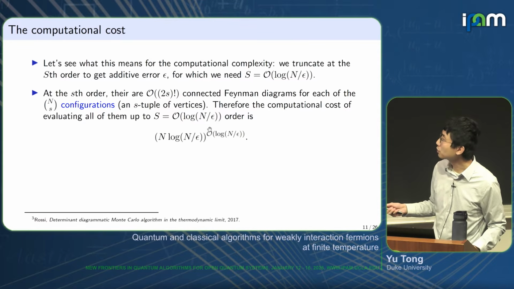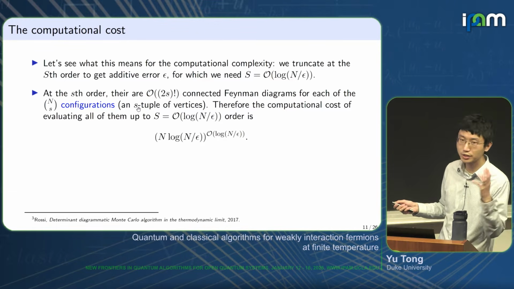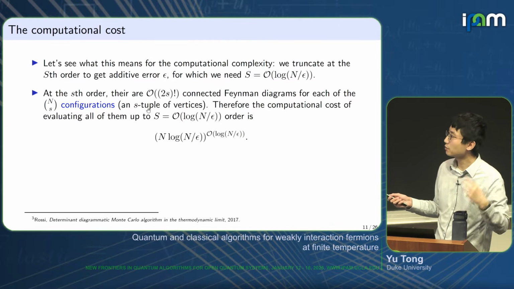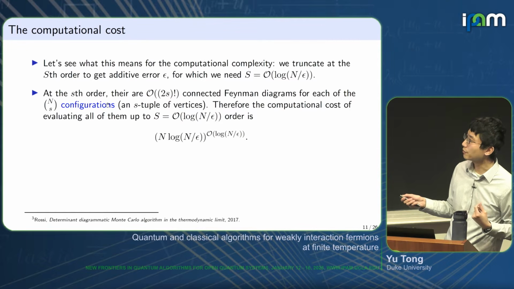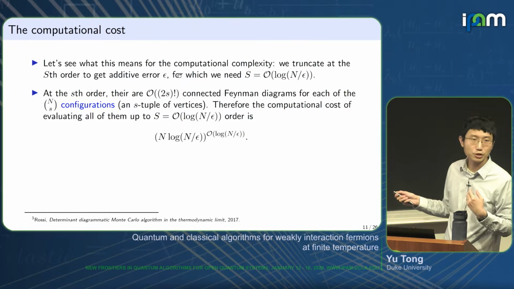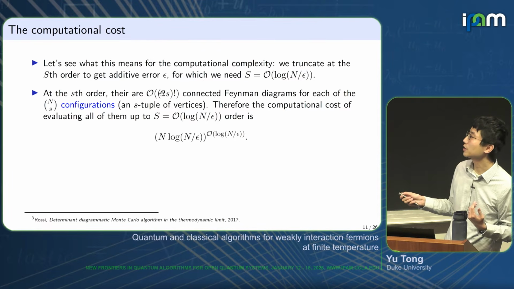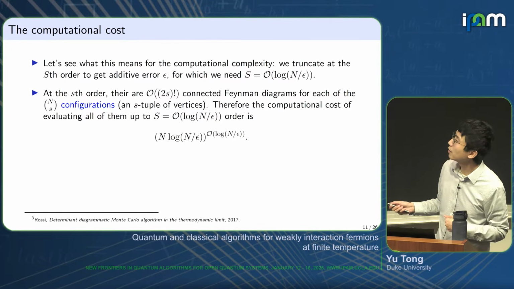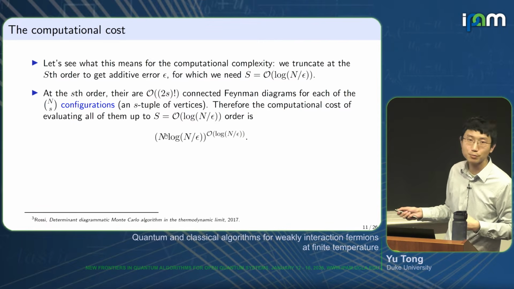At every order, there are about (2s)! connected Feynman diagrams. And each Feynman diagram involves s vertices. For each vertex, you choose an interaction term. For each choice, we call it a configuration. So in total, there are n choose s many configurations. Then your computational cost is roughly these two things multiplied together: this many Feynman diagrams, each of which corresponds to this many configurations. And your s is this large. Multiplying these two things together, this is your computational cost.